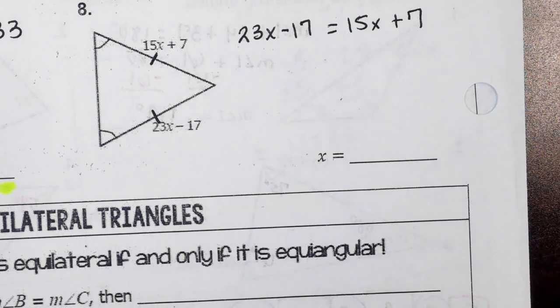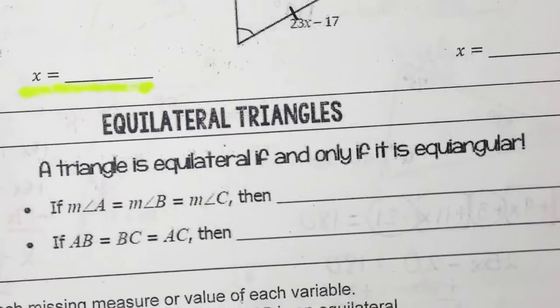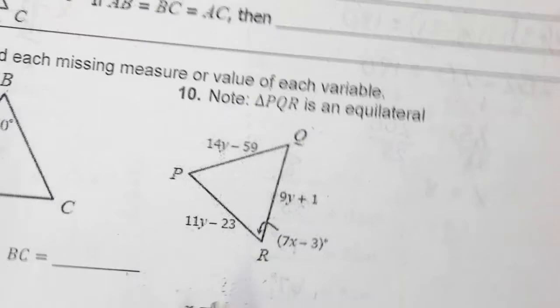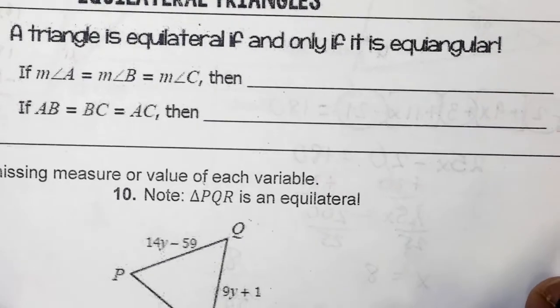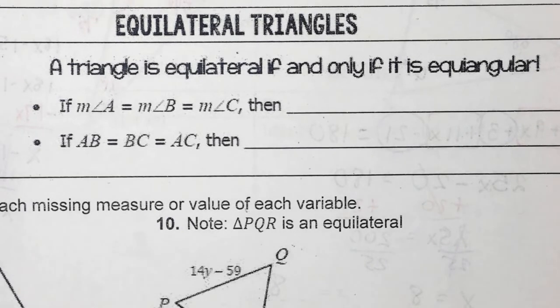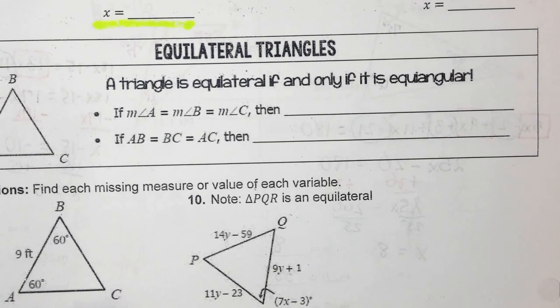One more time? Yeah. Cool. Moving on, children. Last thing, equilateral triangles. I'm blasting right through. Alright, equilateral triangle. Let me zoom out a little bit. A triangle is equilateral if and only if it is equiangular.